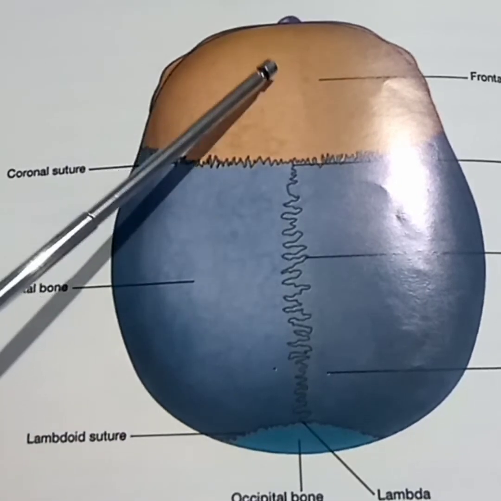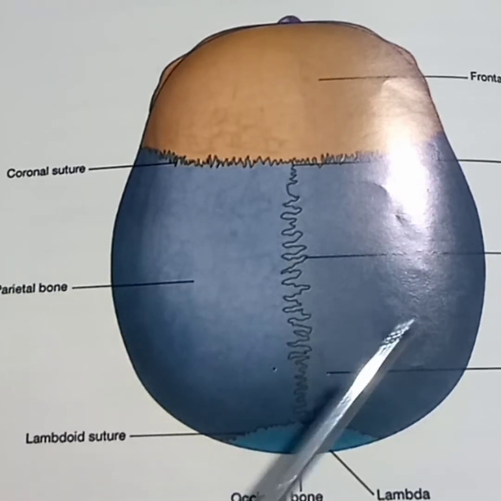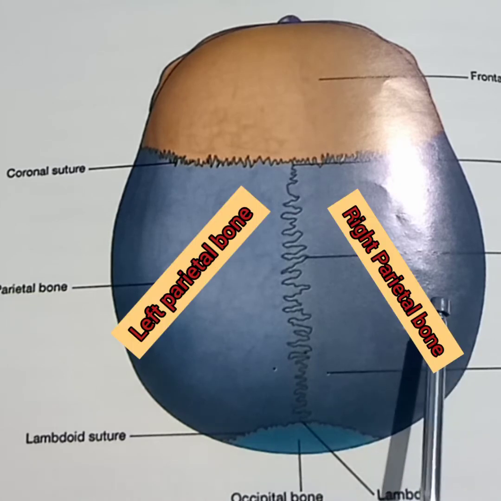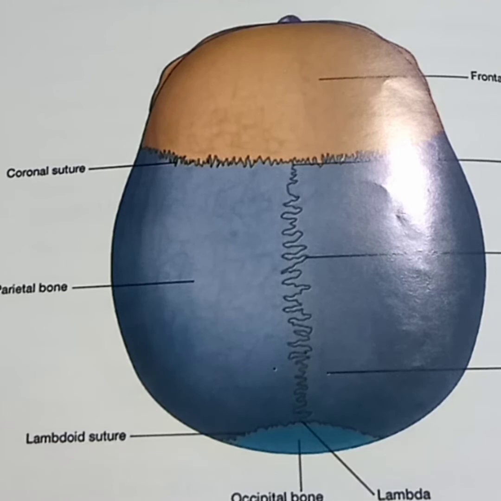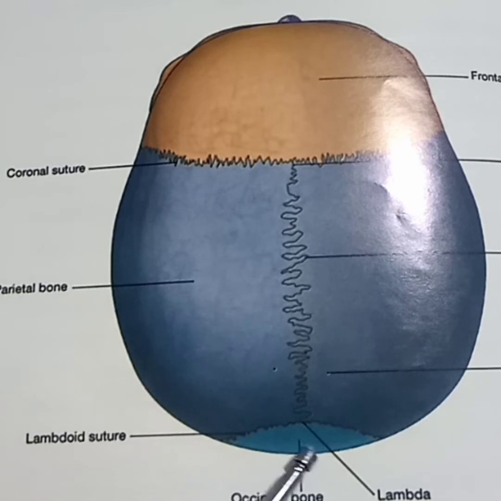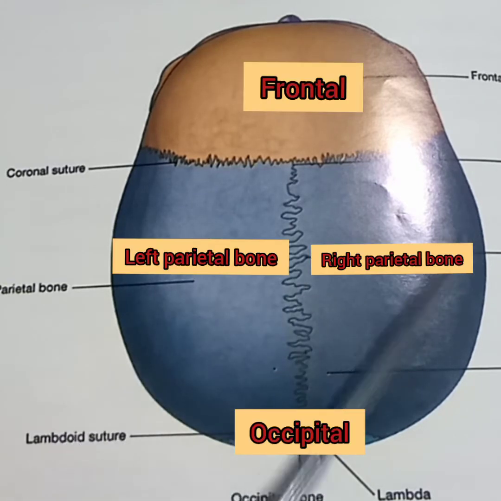Between the frontal bone anteriorly and the occipital bone posteriorly, you can see this bone. This bone is named parietal bone. We have right parietal bone and left parietal bone. So the bones which appear in Norma verticalis are frontal bone anteriorly, occipital bone posteriorly, and right and left parietal bones which form the sides of the skull.